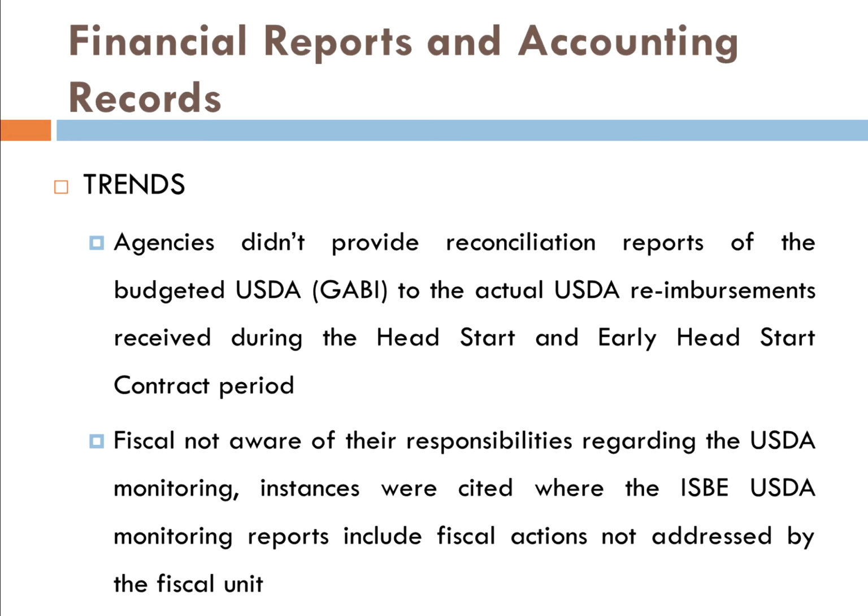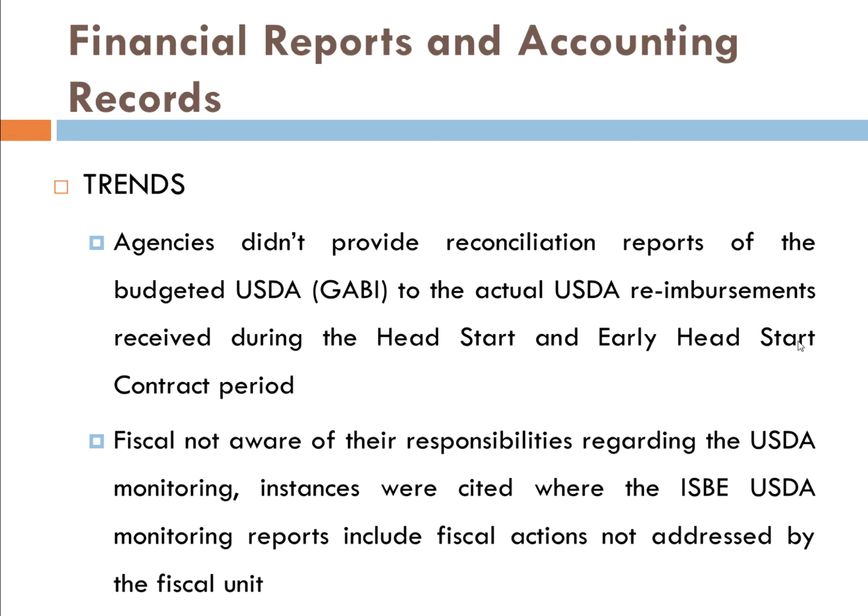The other thing was the actual monitoring from the Illinois State Board of Education of the USDA program. One of the questions in the fiscal financial reporting and accounting records section deals with that particular monitoring. I had several instances where the fiscal staff was not aware of the USDA monitoring report. Generally, that's done once every 3 years. It may not always be a disallowance, but there may be some issues, as we've indicated in some of the reports, that required fiscal to take a look at their policies and procedures.